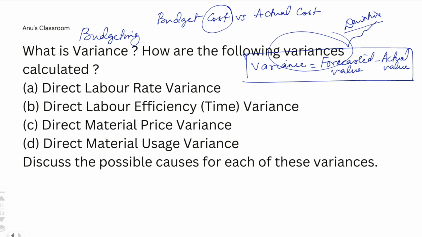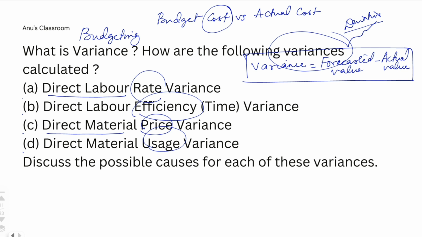What are the different types of variances? First and foremost, if it is based on cost or budgets, we have discussed earlier that there are mainly three components: labor, material, and one more, expenses. Here, the four different variances they have asked us to discuss are direct labor rate variance and efficiency variance, and in the same way direct material price variance and usage variance. These are the four different variances being asked in this particular question.